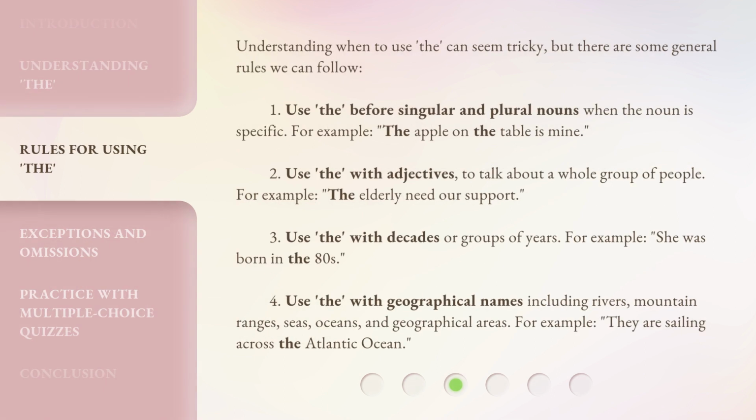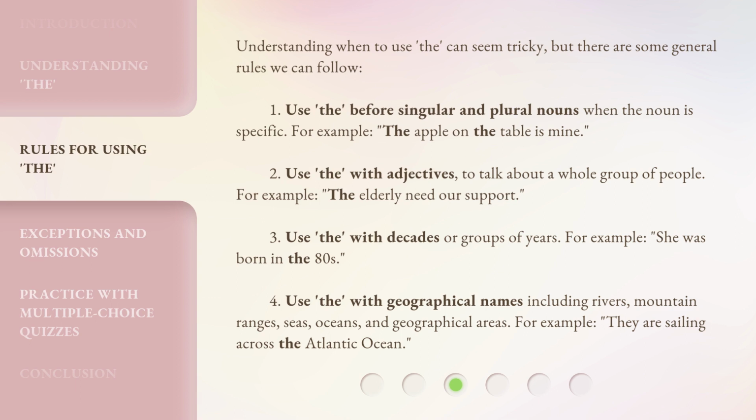Understanding when to use "the" can seem tricky, but there are some general rules we can follow. 1. Use "the" before singular and plural nouns when the noun is specific. For example, the apple on the table is mine. 2. Use "the" with adjectives to talk about a whole group of people. For example, the elderly need our support.